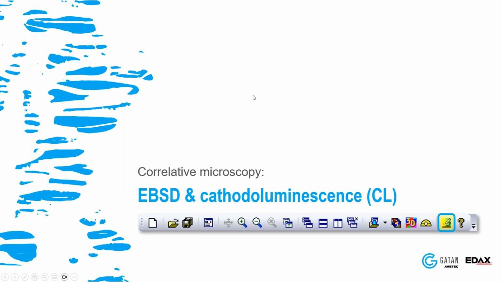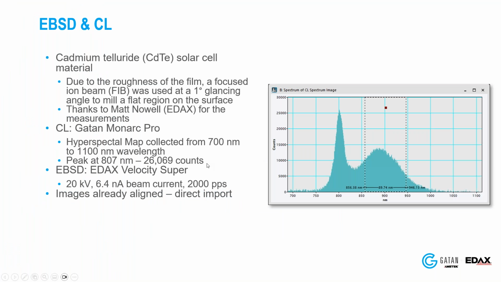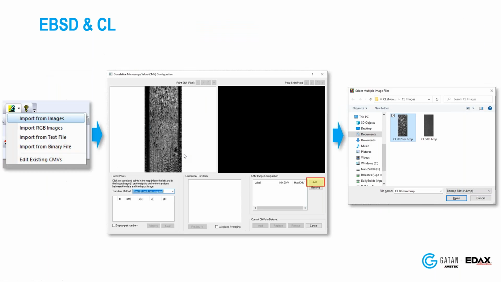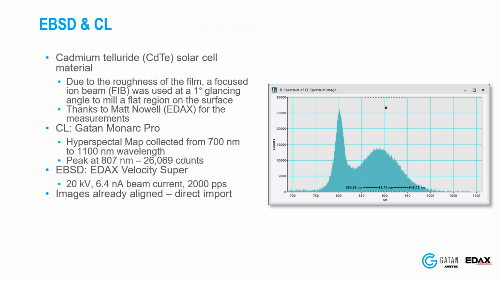But we want to look at some other techniques. I'm going to show you once again a CL example, data collected by my colleague Matt Nowell. This is a cadmium telluride solar cell material, and data was collected on the Gatan Monarch Pro, and you can see the details there. We found a peak at 807 nanometers. You can see about 26,000 counts, and the EBSD data was collected with the Velocity Super. In this case, the images are already aligned, so it's a pretty direct import, which is quite helpful. Makes life a little easier.